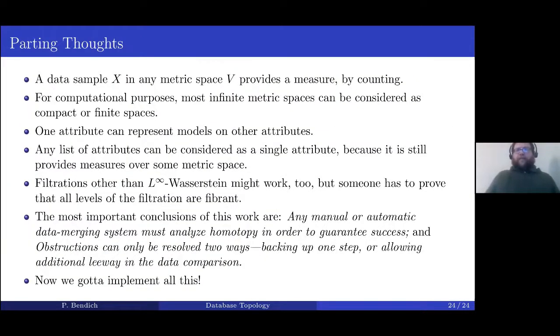Parting thoughts: if you have what humans call a data table, we think of that as a particular version of one of these things, just by atomic measures. Obviously, compact and finite spaces are all you're ever going to think about. This notion of an attribute can be very, very general. You can also take a list of attributes and consider that as a single attribute. In other words, these notions of summarization.